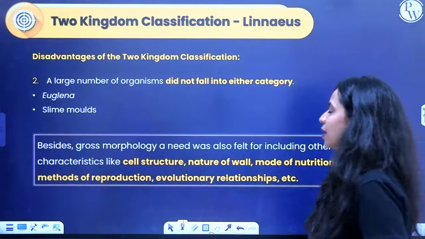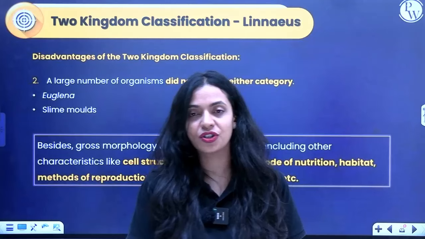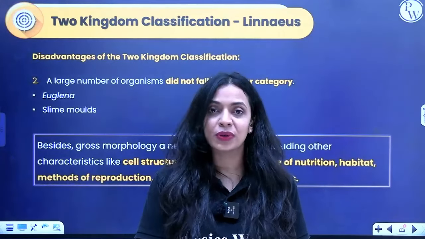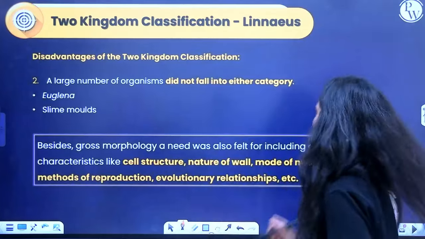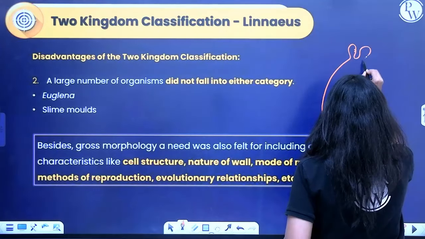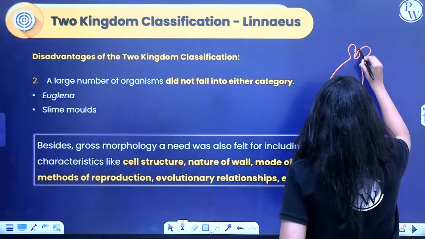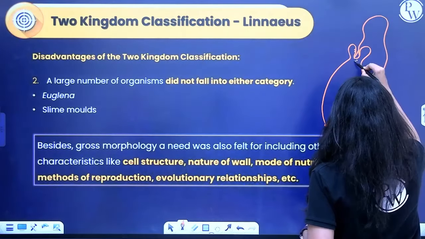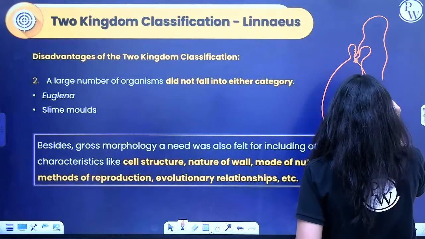Another thing is, some organisms, like I already mentioned, did not fit in either category. Let's take the example of euglena and slime molds. Everybody knows euglena, right? You've learnt about it in your lower grades as well. It kind of looks like this, right? So it will have a nucleus, and there's something that it has called an eye spot.